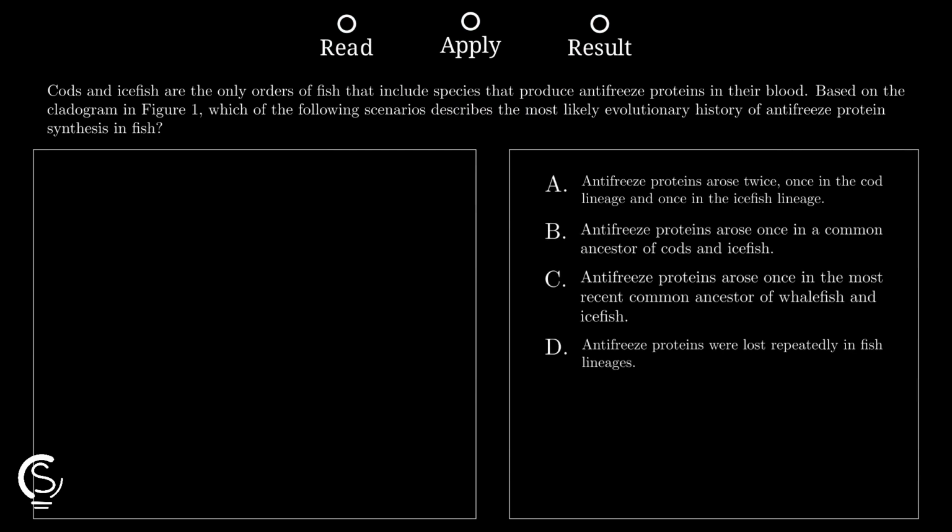According to the principle of parsimony, we always look for the simplest explanation with the fewest evolutionary changes. This means we want to minimize the number of times a trait appears.